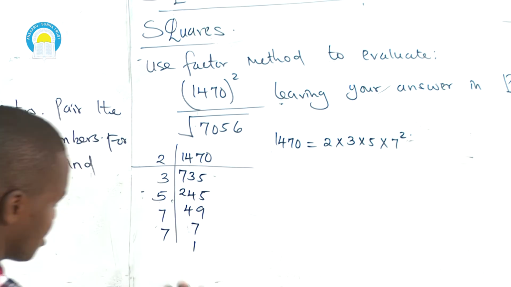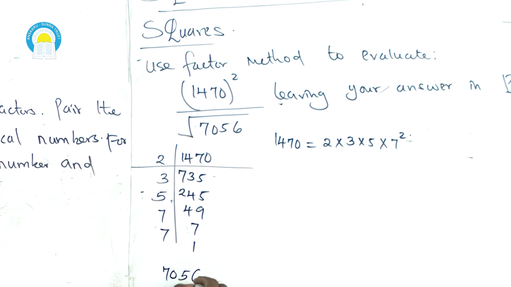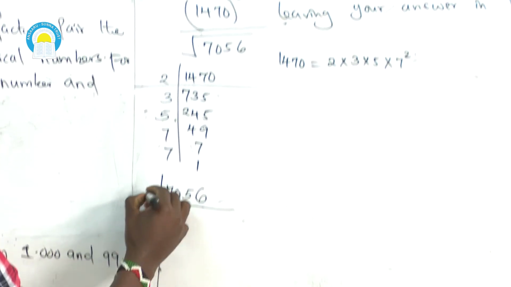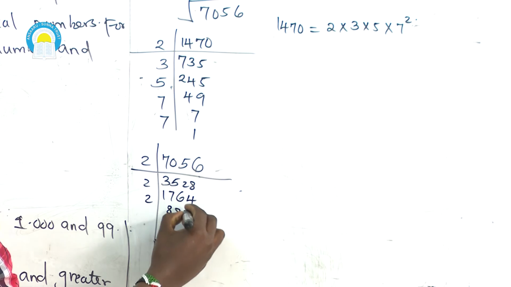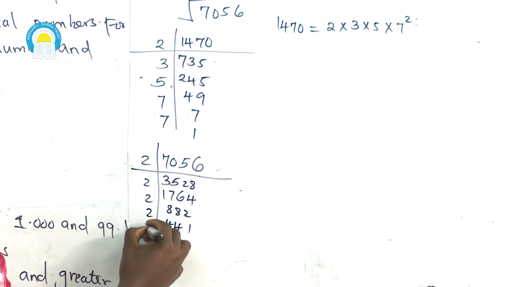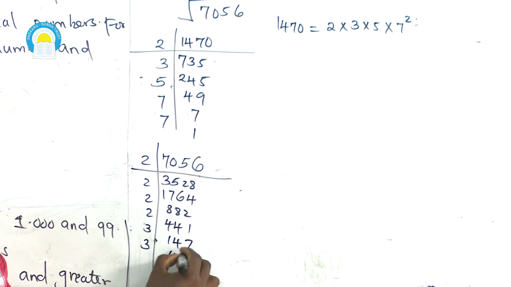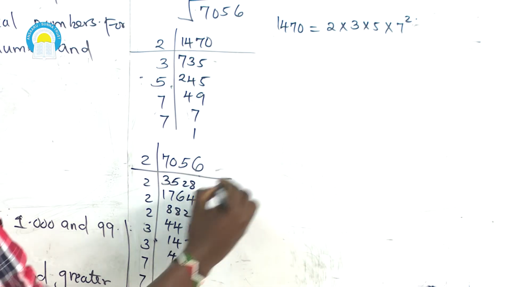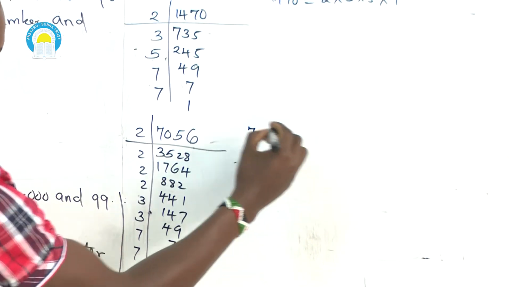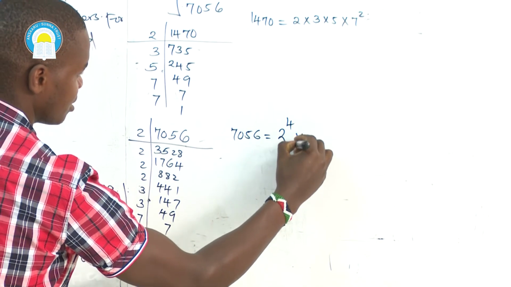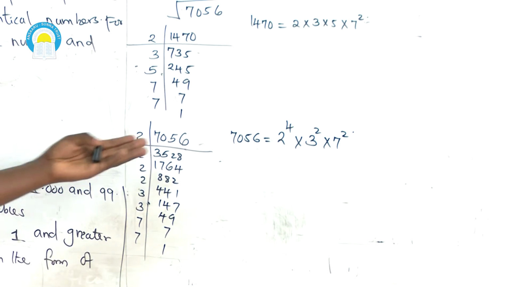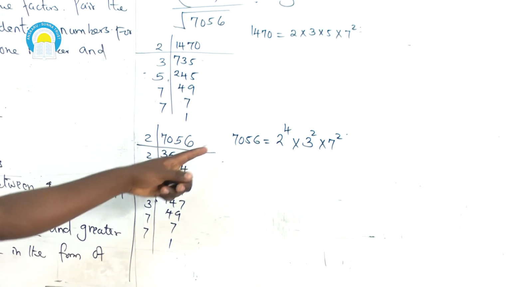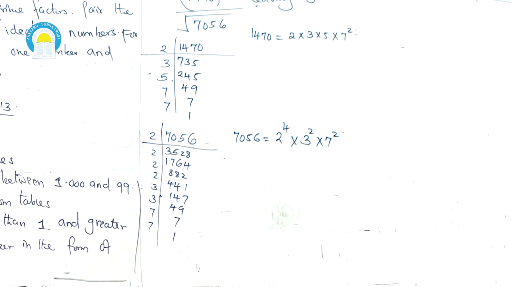What about 7056? In factor method, you can draw a table. You start with 2, 2, 2, 2, 3, 3, 7, 7, 1. So 7056 is the same as 2 power 4 times 3 squared times 7 squared. When you write 7056 in factor method, the answer is 2 power 4 times 3 squared times 7 squared.